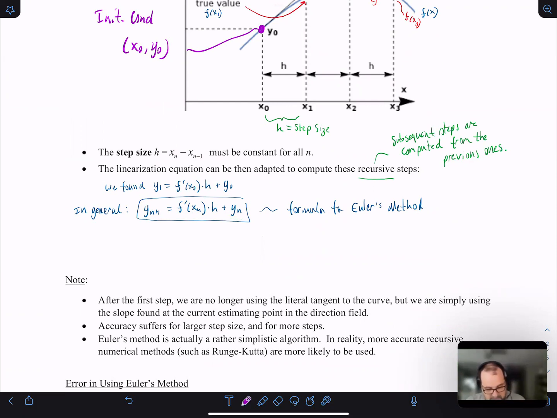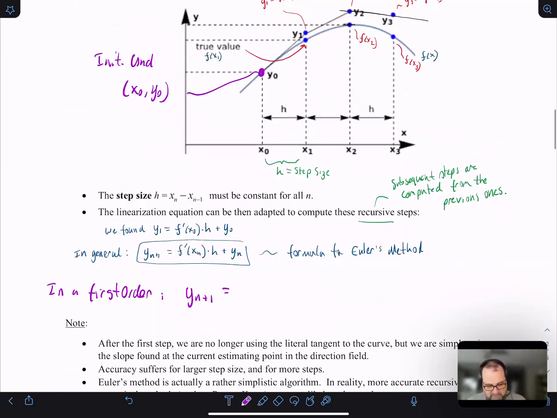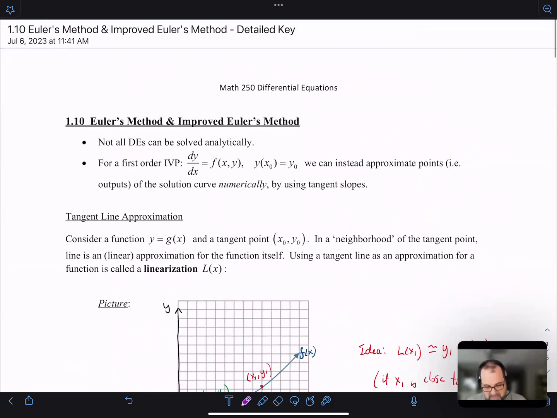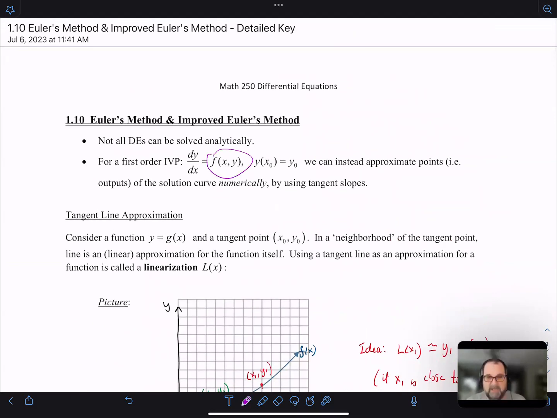The point here is that this was written in terms of following a known curve f of x. A subtle but important distinction is, in a first order DE, what does this look like? We would get y n plus 1 equals. So what gives us slope in a first order DE? The answer was, it's this function f of x, y. That is what gave us the slope.